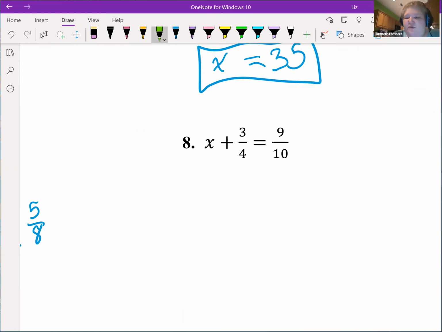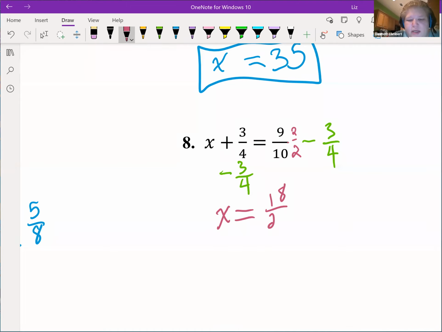All right. So we have plus 3/4. Opposite of adding it is subtracting it. This one is not so nice. But 10 is my bigger number. So next multiple up is 20. I can turn 4 into 20. So we're going to turn both of these into 20ths. So that would be times 2 here. So that is 18 20ths. And then 4 times 5. And that is 15 20ths.